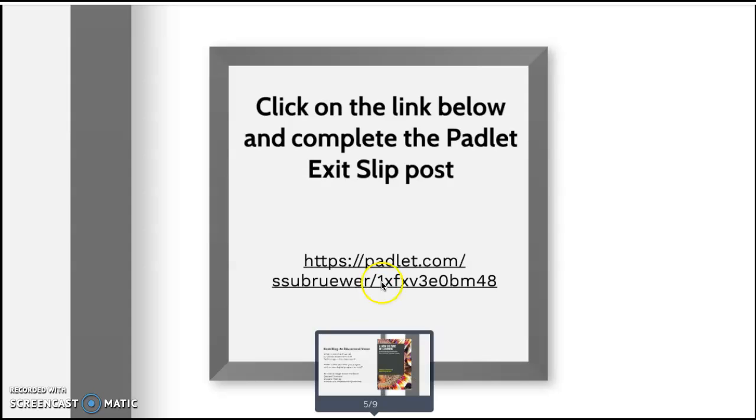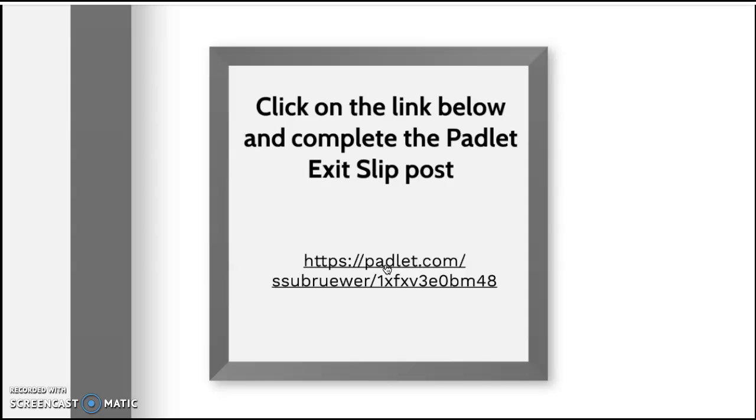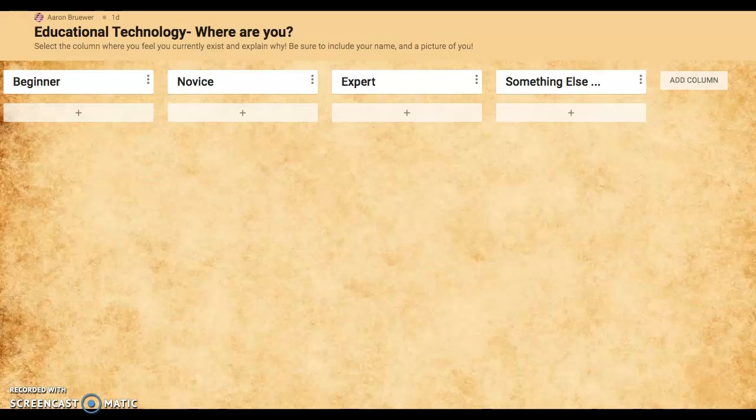This week, I'd like you to click on this link, and it will take you to a Padlet page that looks like this. And I ask you to select a column where you feel you currently exist and explain why. Be sure to include your name and a picture. And so you will click either on beginner, novice, expert, or something else. And you will put your name in the title. You'll post a picture that you can take or upload. And you'll write an example of why you feel you are a beginner, a novice, an expert, or something else when it comes to educational technology.